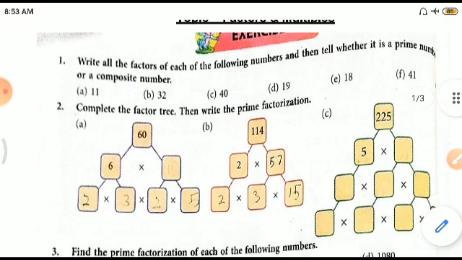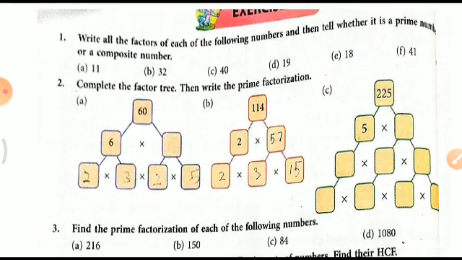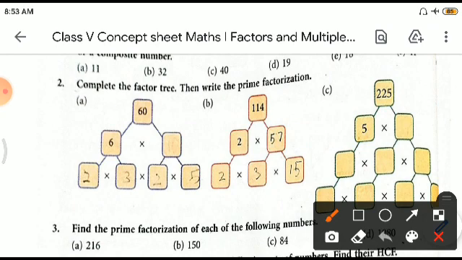Now let us complete this factor tree. Now let us see 60. 6 into how much is 60? 6 into 10. Now 6 can be further divided into subgroups 2 and 3 here, and 10 can be further divided into 2 and 5 here. Similarly for the next one also, this is how you need to do this question. You need to think about which numbers will multiply to form the previous bigger number.